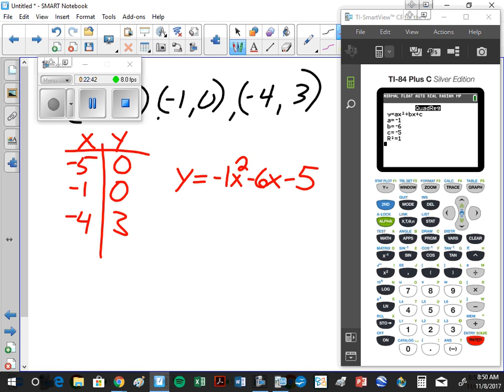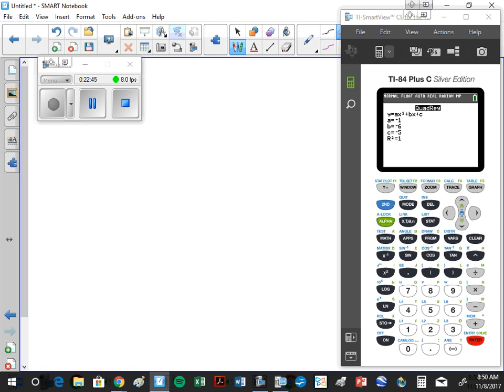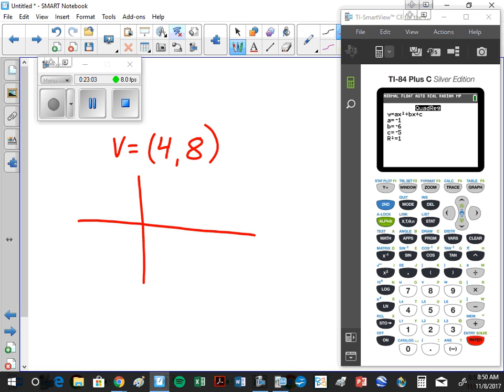Well, what if we had the vertex equals 4, 8? I want an equation whose vertex is 4, 8. I go left or right 4 and up 8. Does that parabola open up or down? It doesn't tell us. It can open up or it could open down. So there are an infinite number of correct answers in this case.